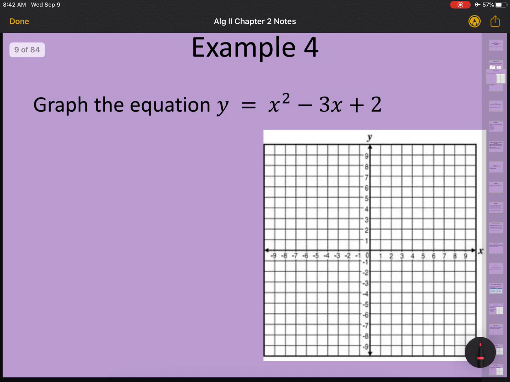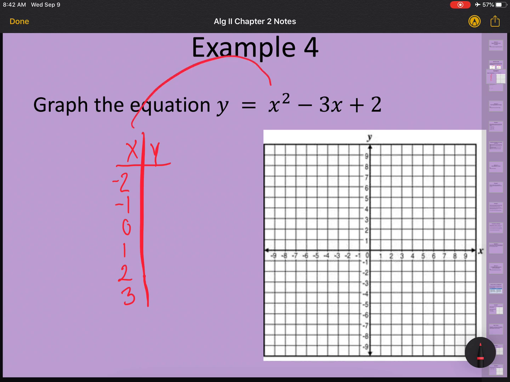This next one, we're going to do the same thing. Create your table of x and y. We're going to use the same generic x values, -2 through 2, and I'm going to throw 3 in there. If I plug all my x values in everywhere I see x: plugging in -2, I get back 12. -1, I get back 6. 0, I get back 2. If I plug 1 in there, I get 0. 2 in there, I get 0. And if I plug 3 in there, I get 2.